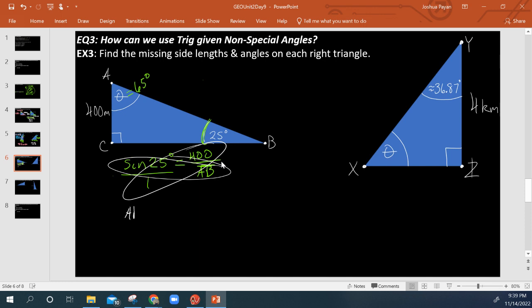It's going to be segment AB times the sine of 25 degrees is equal to 400 times 1, which is just 400. We're trying to get AB by itself, so we're going to divide both sides by sine 25. What you do to one side, of course, you do to the other. Our missing segment, AB, is equal to 400 divided by the sine of 25 degrees.